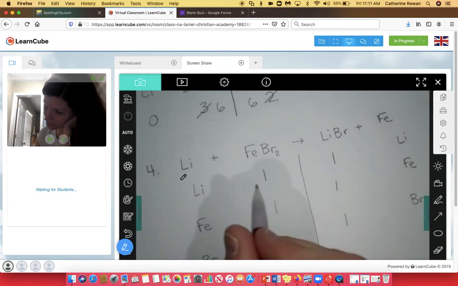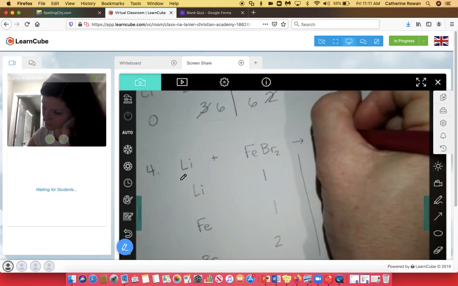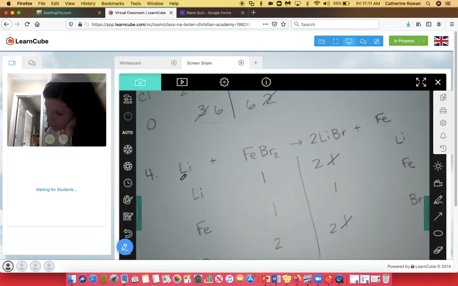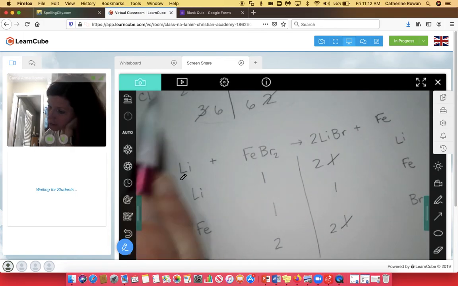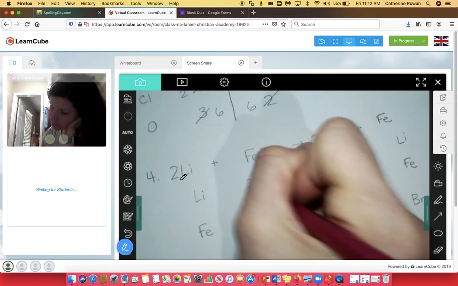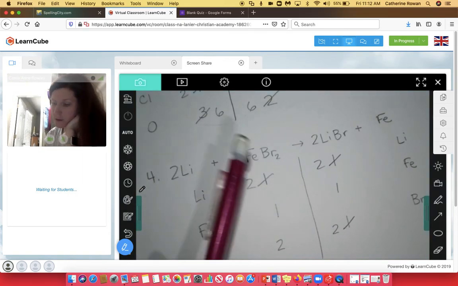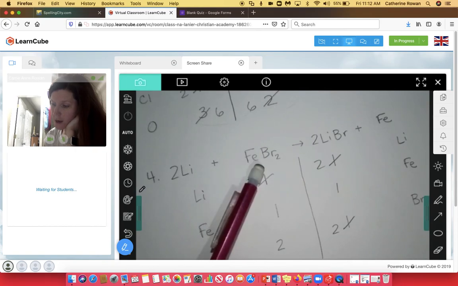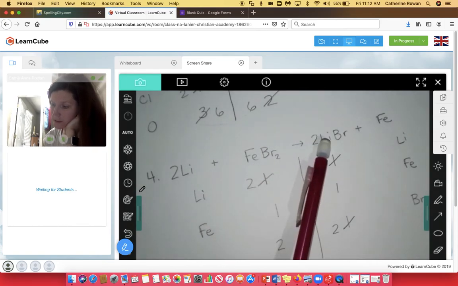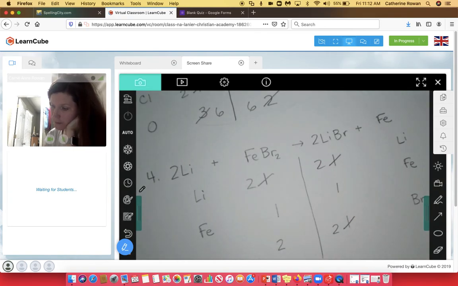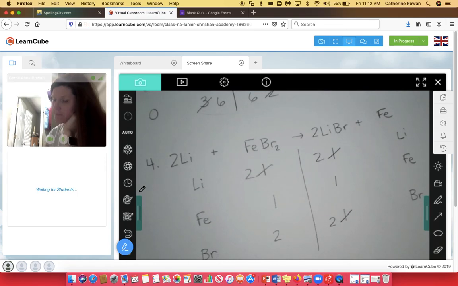All right, so my bromines are off. So I have 2 here. I need 2 here. So let's stick a 2 out front. That also changes our lithium. Now, I come back over here. I need to change lithium to 2. Boom, done. Okay, so I have 2 lithium plus the 1 iron bromide yields 2 lithium bromide plus iron. Okay, all right, so those are the 3 I didn't go over in your notes.